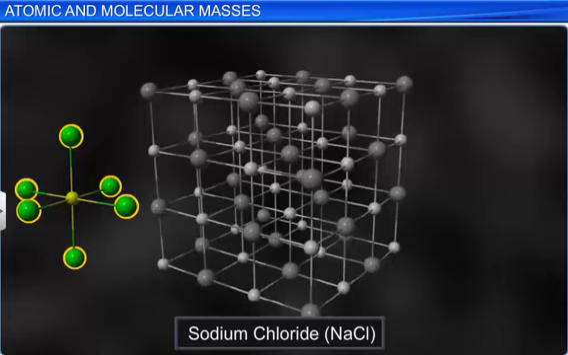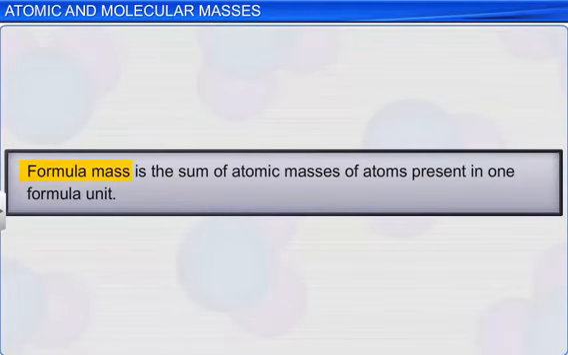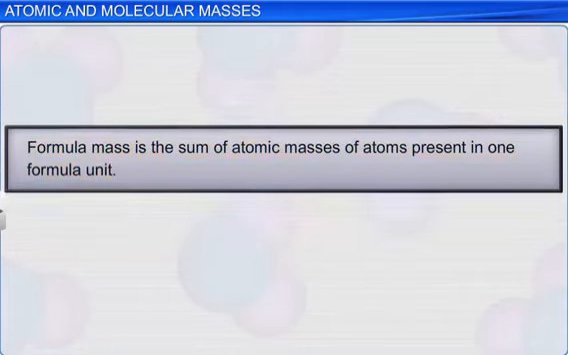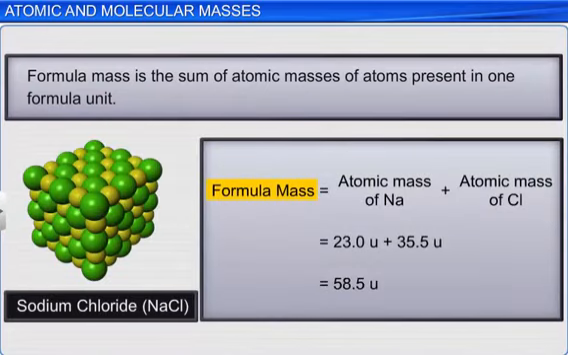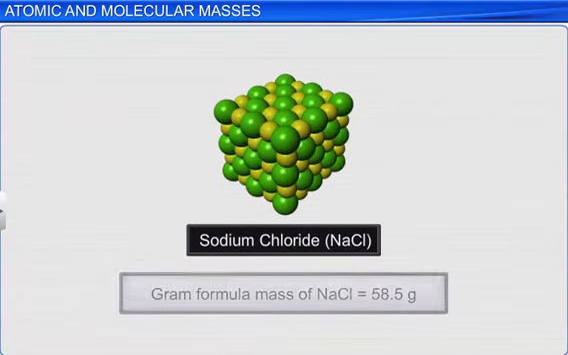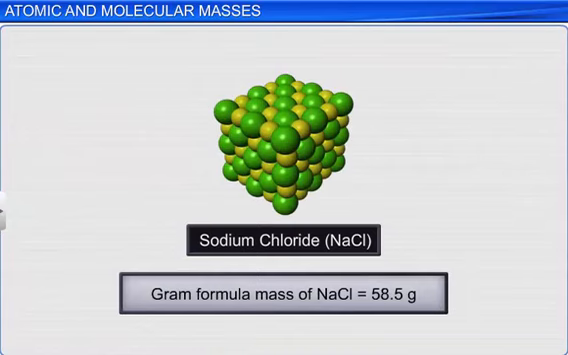So, we have to calculate the formula mass instead of the molecular mass. Formula mass is the sum of atomic masses of atoms present in one formula unit. Thus, the formula mass of sodium chloride is the atomic mass of sodium plus the atomic mass of chlorine, which is 58.5 U. When the formula mass is expressed in grams, it is known as gram formula mass.